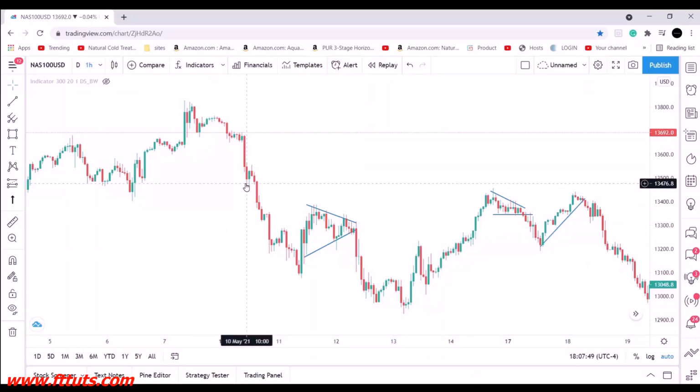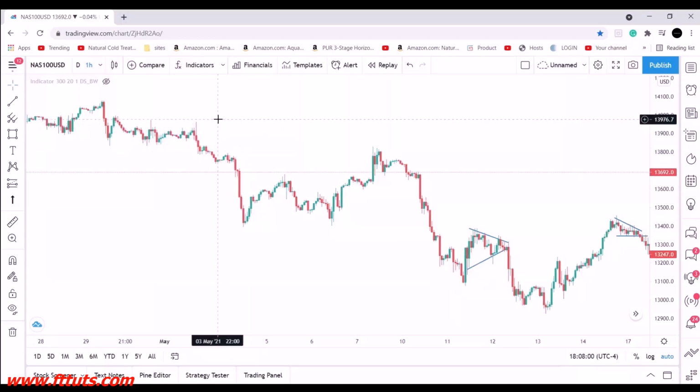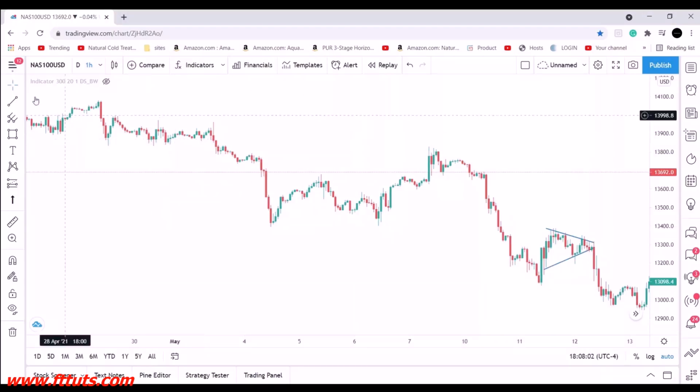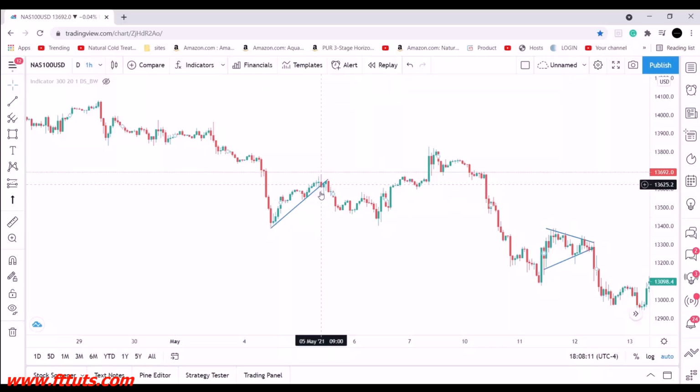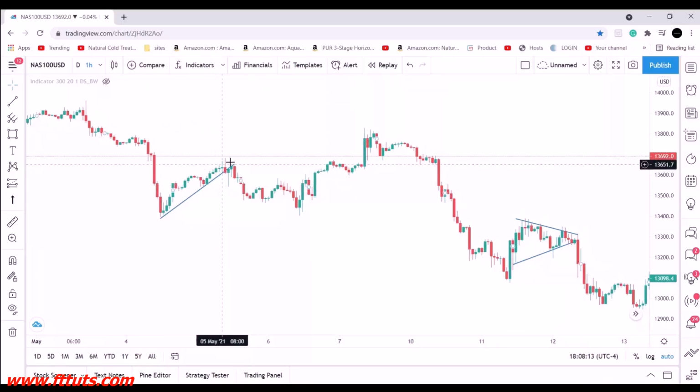So let me show you guys another example. Okay, again, here we go. So we have this trend line break right here. Okay, and this is actually when the market opened. So the market opened right here. It pulled back to that trend line break. It broke, pulled back to it, okay, and then went right back down.